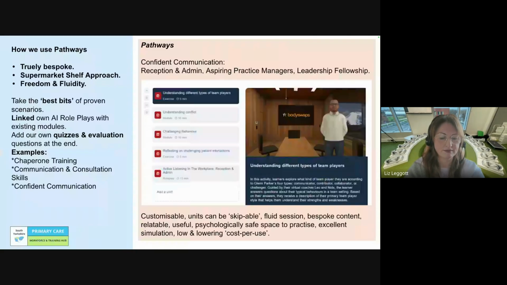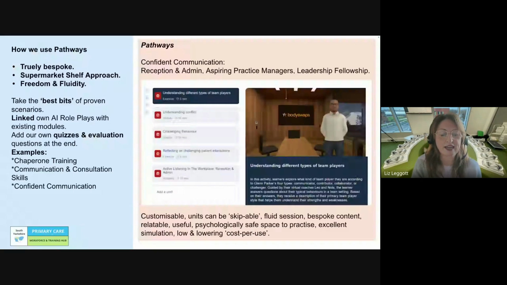Oh, there we go. So this is pathways. Moving on, as we were talking about earlier, this is truly bespoke because we can take the best bits of the stuff that we found on there that really work. We can link them in with our own AI role plays. I describe it as the supermarket shelf approach because I'm literally going in, grabbing bits that I know work and popping them together. And then interspersed between there, we can do a bit of knowledge check-in, as Marilee said.